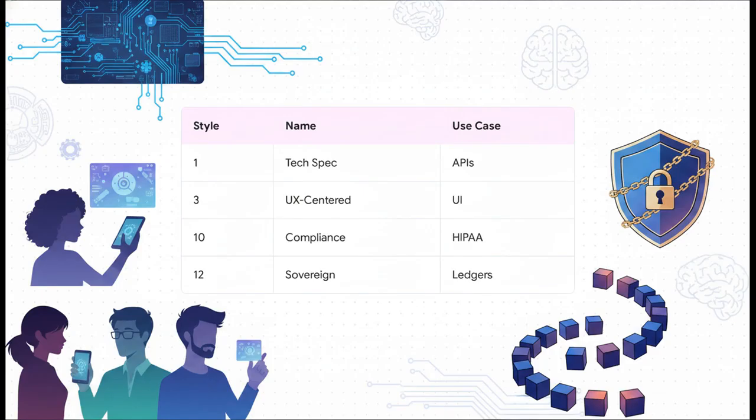For example, if you're building a user interface, you'd use Style 3. But let's say you're dealing with highly sensitive patient health records, you'd pivot to the compliance-driven Style 10, which is built to handle complex HIPAA regulations. Or you might use Style 12 for building immutable audit ledgers. The framework flexes and adapts its rigorous rules to fit the exact domain you are working in.